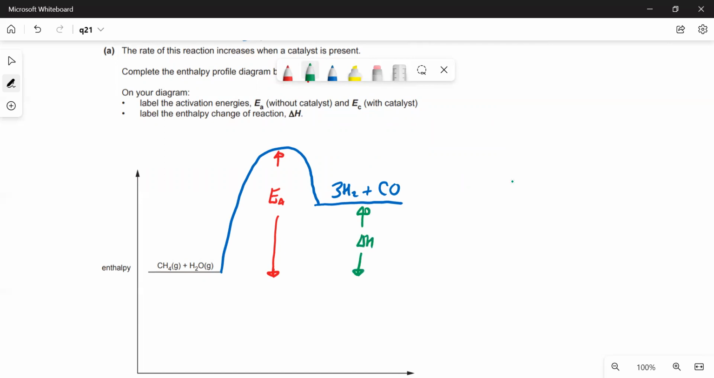How does a catalyst work? It lowers the activation energy. It doesn't change delta H though. So we just have to draw with a catalyst. You're going to have a line which goes something like that. And what's the activation energy with the catalyst? Squeeze it in there. It would be all of that. So you can see the activation energy, EC, is lower than EA.